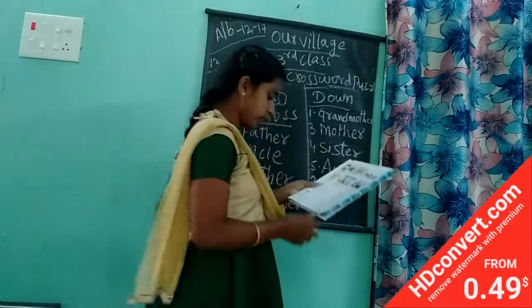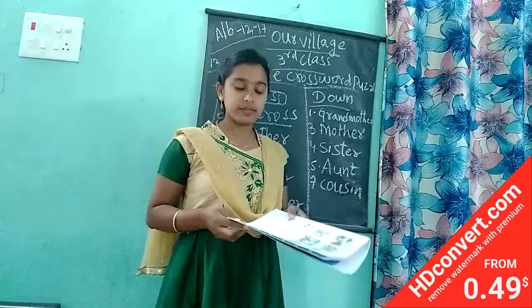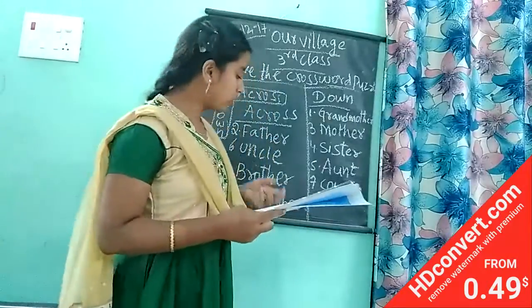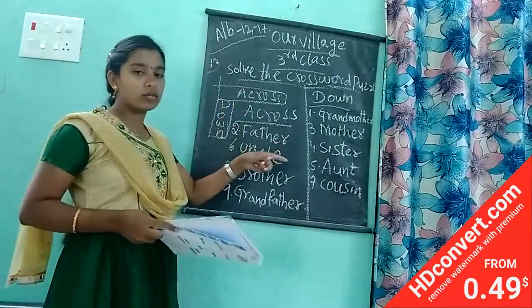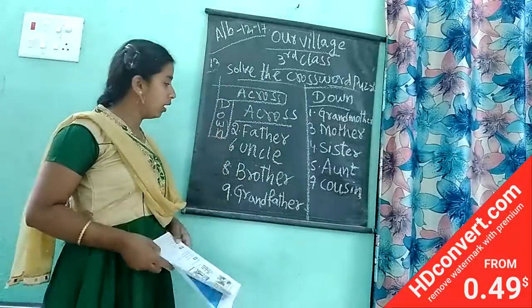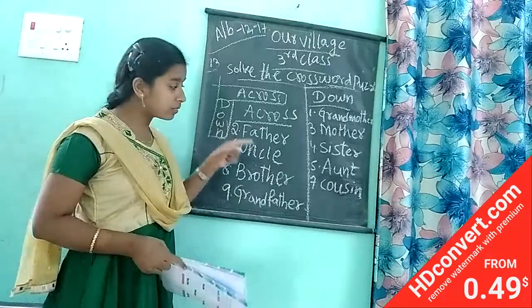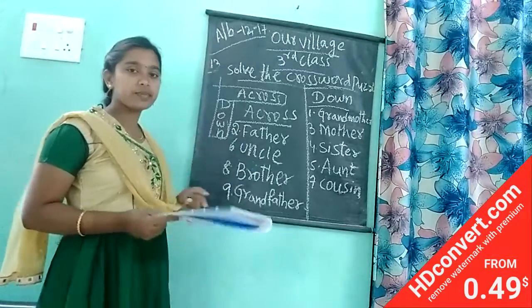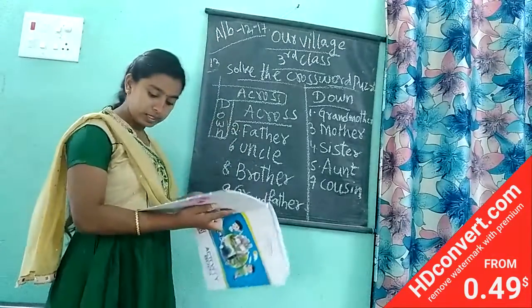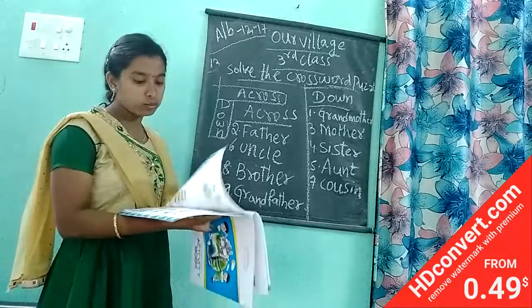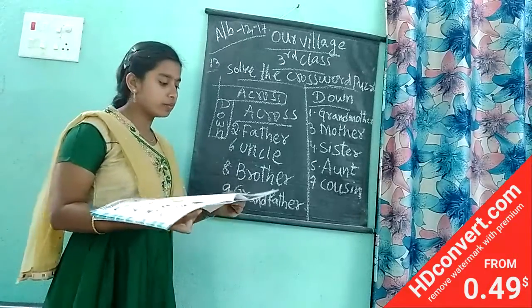Cousin. Okay, children. So this is the solve the crossword puzzle, across and down. These are the answers: father, uncle, brother, grandfather, grandmother, mother, sister, aunt, and cousin. Okay, children, after completing this, take out the next page in your activity book, page number 14.